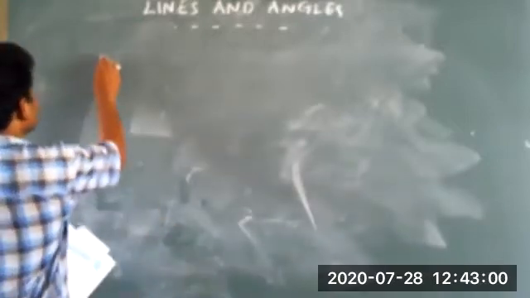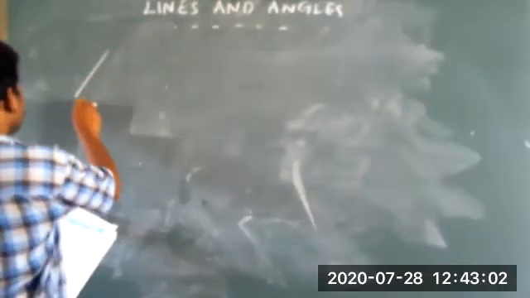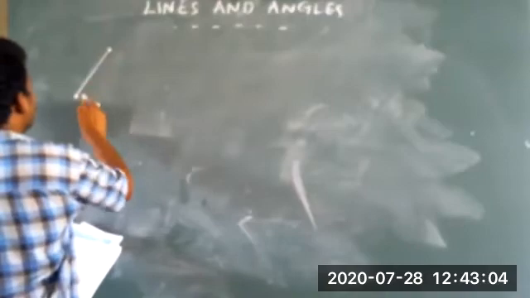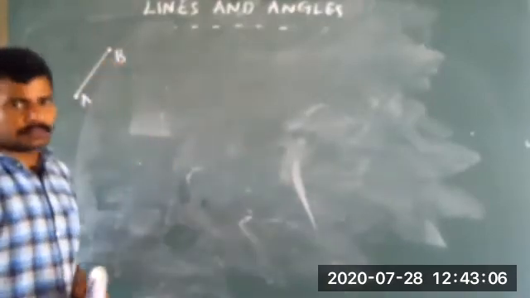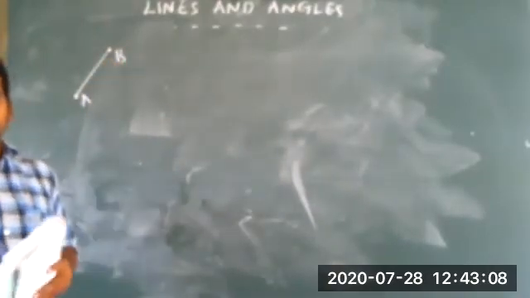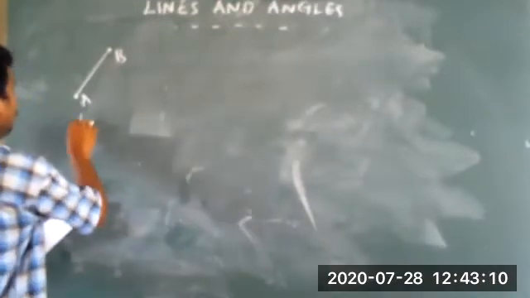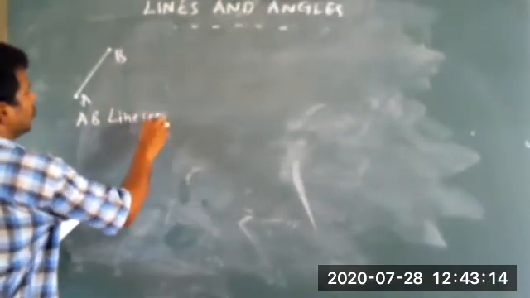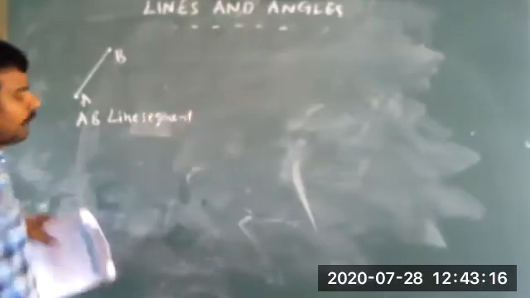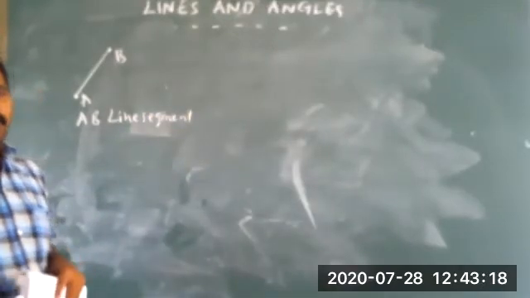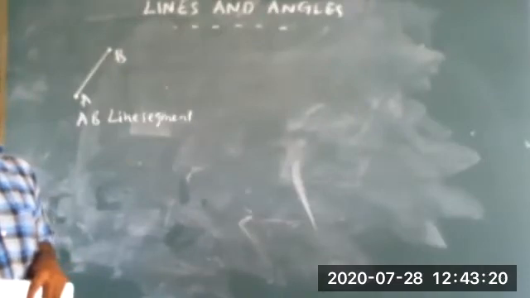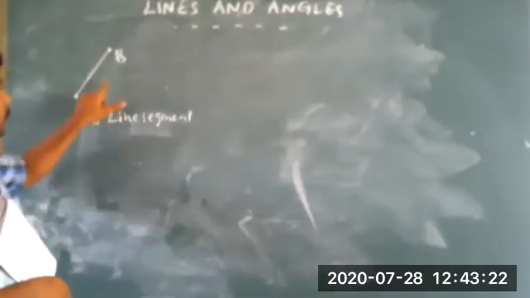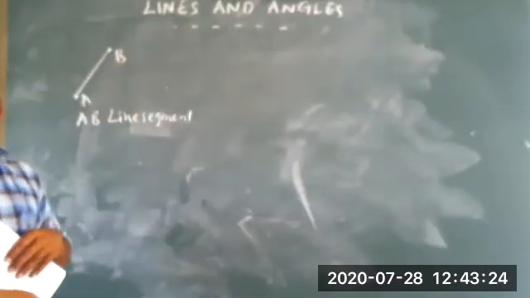First one, the figure is given like this. What is its name? Line segment AB. What about a line segment? It joins two endpoints. It is called a line segment. So AB is a line segment.